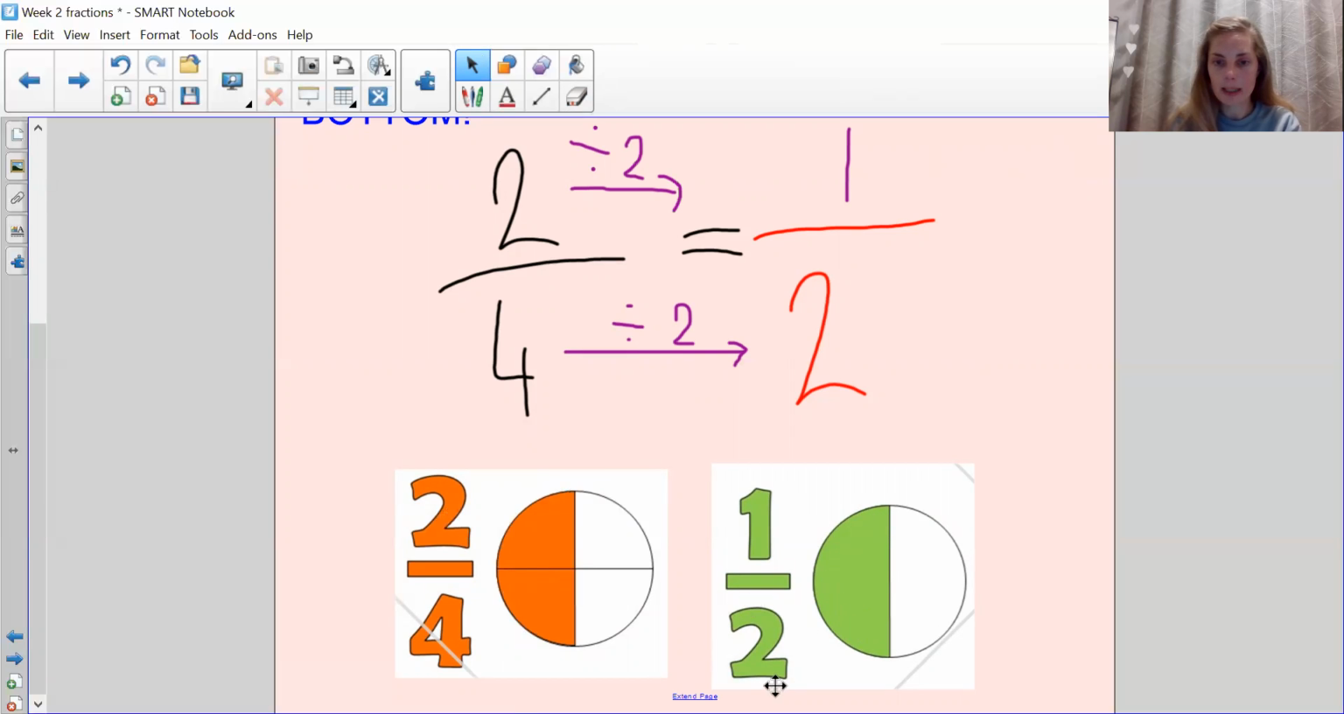Remember the bottom number here tells me how many equal parts I've divided the shape into, and the top number tells me how many pieces I have of that. I've shaded 1 part. Can you see that this 2/4 is exactly the same as this half here? Exactly the same amount of space has been taken up here as it has here. So 2/4 is equal to a half.